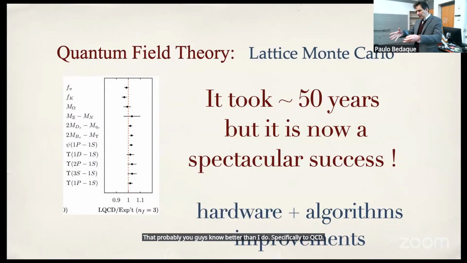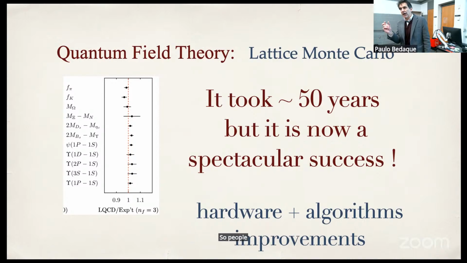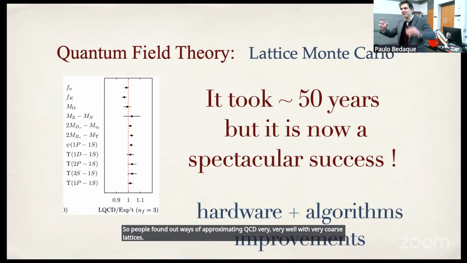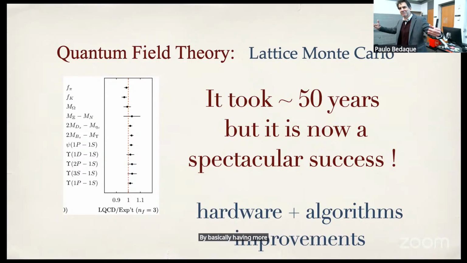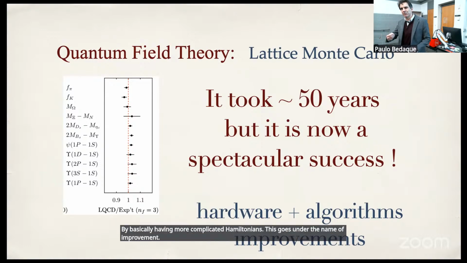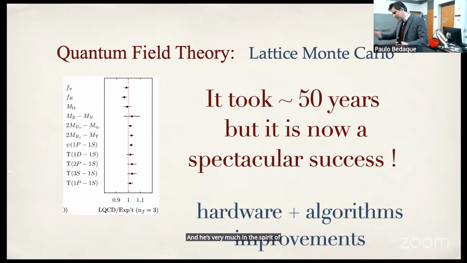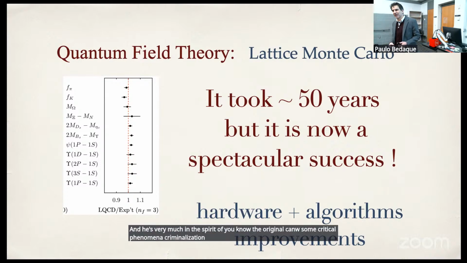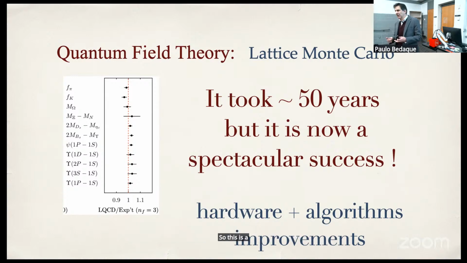As you're going to see, we're going to have to discretize space-time, and the finer the lattice is, the more expensive our calculation is. So people found ways of approximating QCD very, very well with very coarse lattices by basically having more complicated Hamiltonians. This goes under the name of improvement, and it's very much in the spirit of the original Ken Wilson critical phenomena renormalization group point of view. So this is a few orders of magnitude.